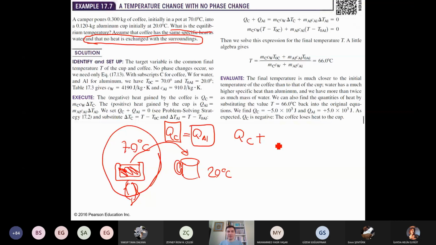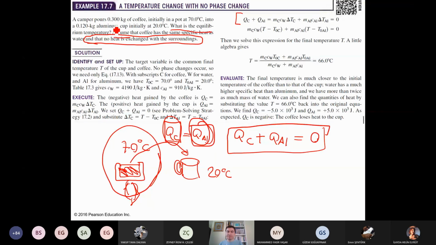So this is the positive you give to the right side to the aluminum cup, and this is the negative you take from the coffee to the aluminum cup. So then we have this relation. There is no phase change here. Then we have this relation.